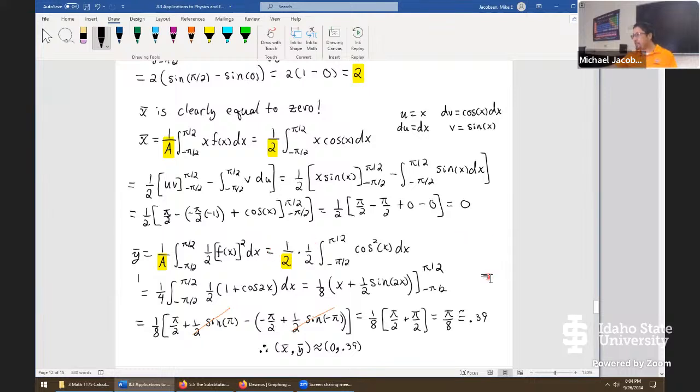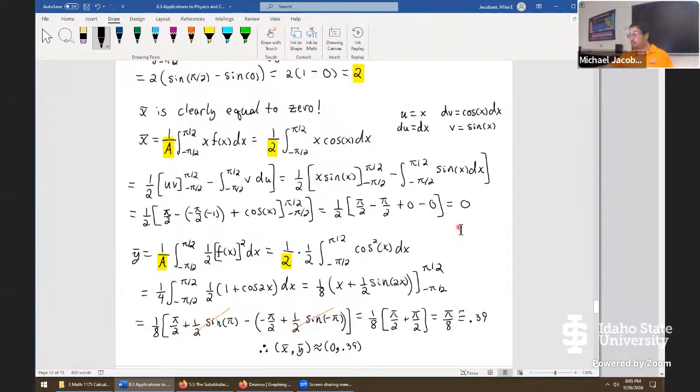But if you see a cloud of work like this and you're worried about exams, don't get discouraged. When I write my exams, I also solve them and I time myself, and I imagine I'm doing it as a student. If this was a problem I assigned as an exam question, I would change it up. I might say calculate y bar exclusively, something like that, to make it reasonable.